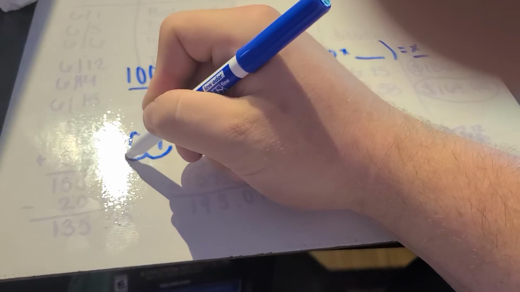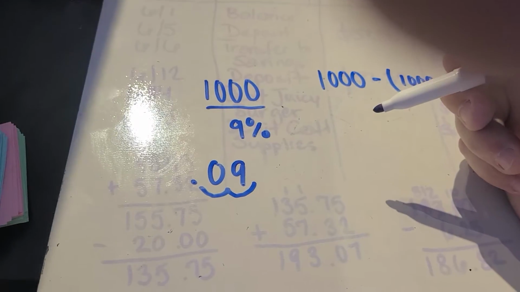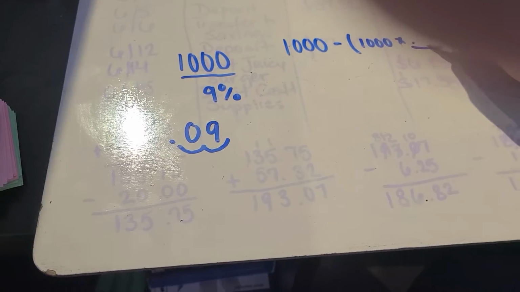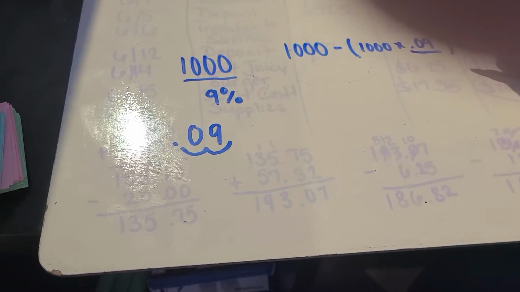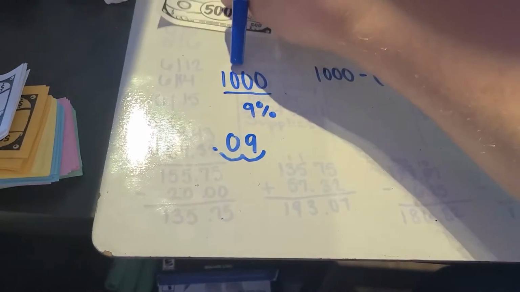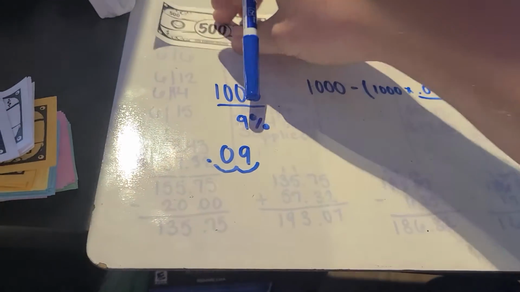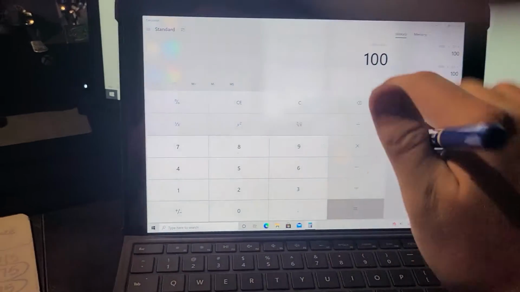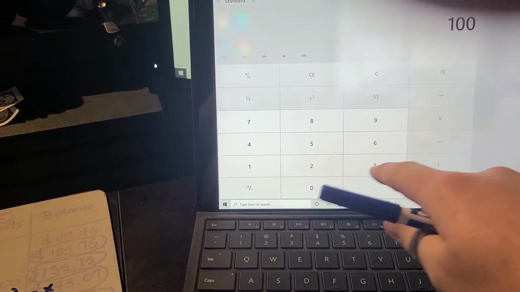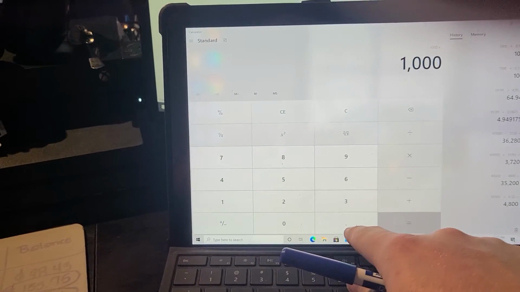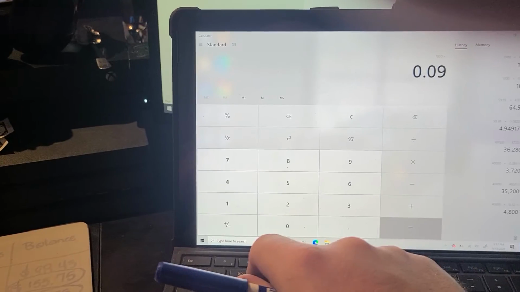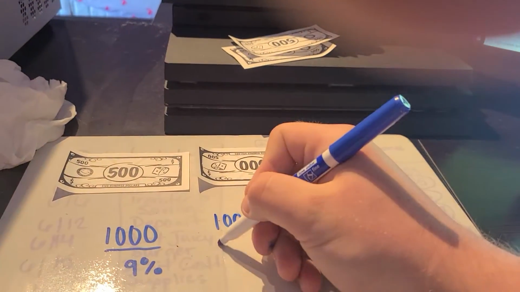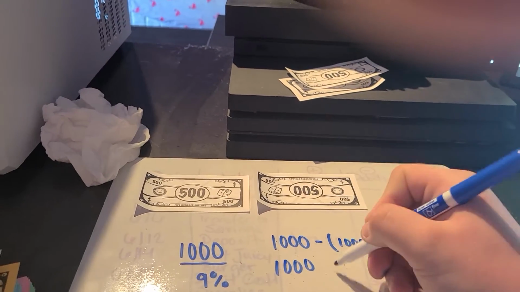So 1, 2 becomes 0.09. With that in mind, we can plug this in over here now, like so. So now we still have our $1,000 for right now. Then we're going to go to our handy dandy calculator, which will be 1,000 times 0.09, okay, equals $90.